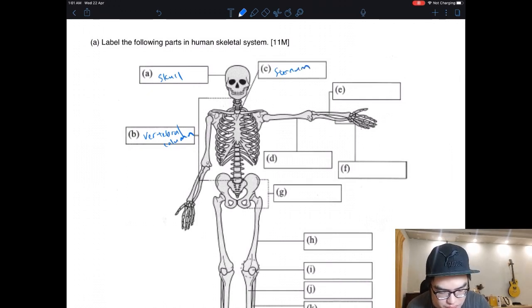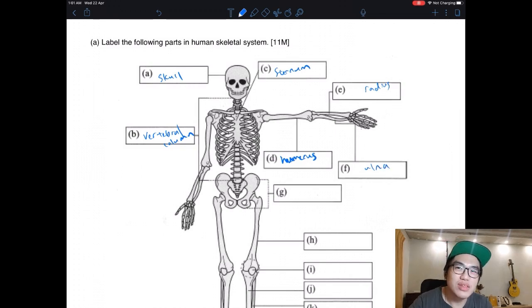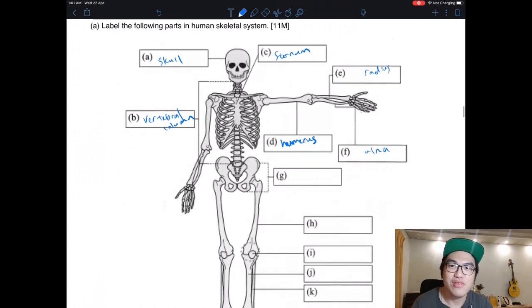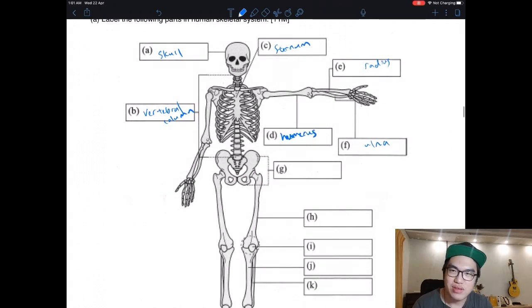D is my upper limb. They want you to label this. So this is the humerus. Okay, humerus. This is your radius and ulna. So is this important? Actually, no, because this is something new in your syllabus. What is going to be asked in the exam, I'm not too sure, but they won't ask as detailed as this. This is actually from biology, so I wouldn't focus.